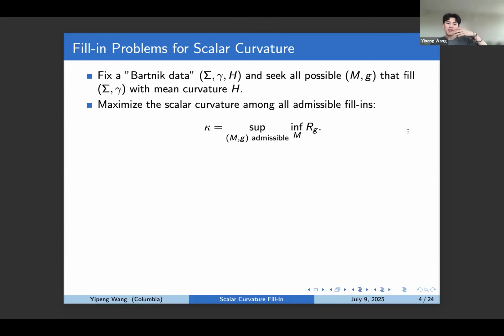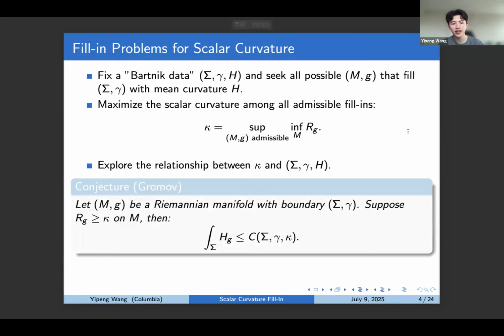And then you try to maximize this quantity. So given a fill-in, you try to see what's the lower bound of the scalar curvature, and then you try to see how far you can push this lower bound above, and that defines this invariant kappa. So this kappa is an invariant associated to Sigma, gamma, and H. And then you want to see what the relationship is between kappa and this triplet of data.